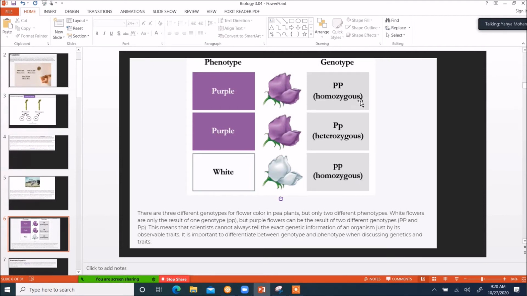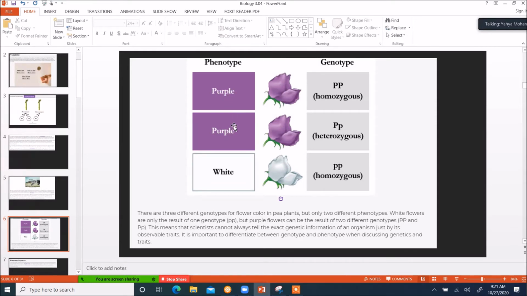Right, so in the DNA, it's a little bit different, right? They both have one capital P, but the second allele is different. This one has two capital P's. This one has one capital P, one lowercase p, right? So you see how the genotype in the DNA is different, right? But the phenotype is what you actually see on the outside.